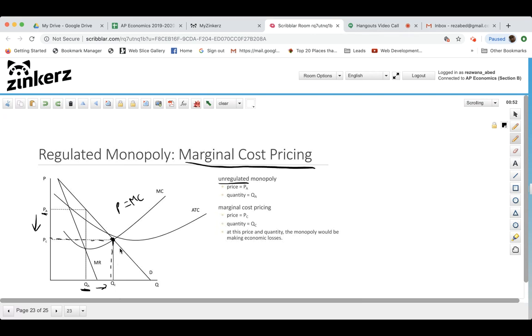So this is great for society, but it is not so great for the monopoly, because what do you notice about the price and the average total cost? The average total cost of producing QC is over here, somewhere here. So if your price is lower than your average total cost, what does that mean for you?